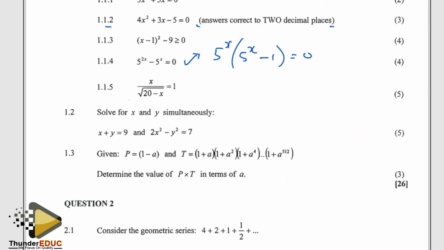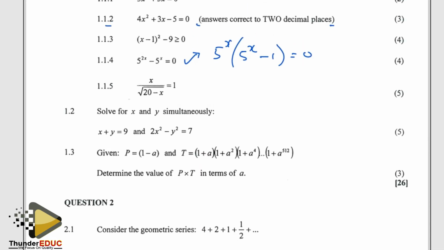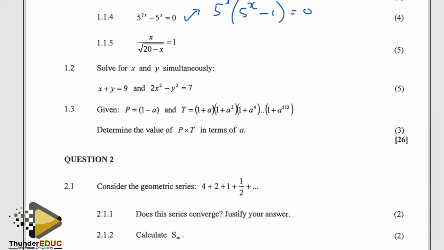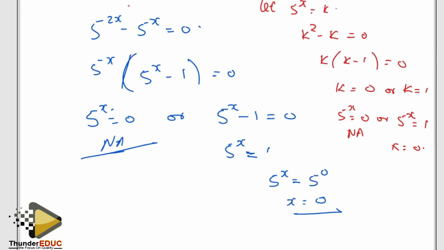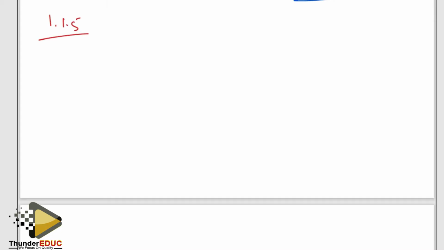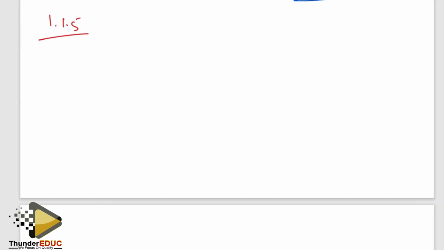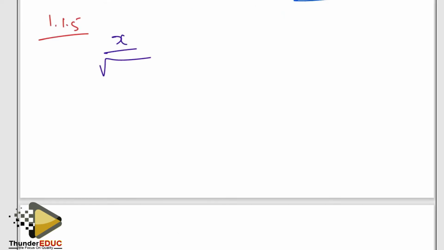All right, we move on. 1.1.5. So this question was rather interesting, because it is just direct the way it is. There's not much that you have to do or to stress about. Let's see. We're being told that x over the square root of 20 minus x is equal to 1.